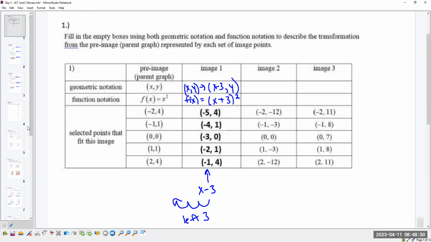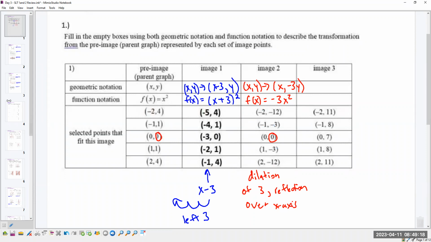For image 2, I notice the x values are unchanged, but there is a change in the y values. Now, what's important to notice is that this 0 value is still 0, and that tells me that there's some kind of dilation going on. So 1 to -3, 4 to -12. This is a dilation of 3 and also a reflection over the x-axis. So we're going from (x, y) to (x, -3y). And our function is going to just be -3x squared.